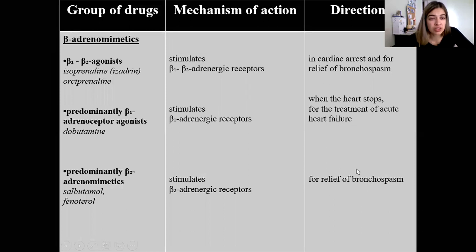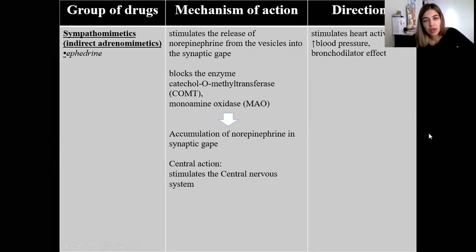Now, beta receptors and beta agonists. We have already discussed that beta 1 is mostly located in the cardiac cells, in the heart. Also, bronchoconstriction can be an indication for these drugs. Bronchi have beta 2 predominantly, don't forget. Then sympathomimetics, which don't affect the receptors directly, but help to accumulate norepinephrine.